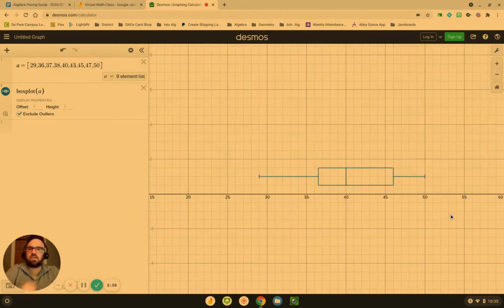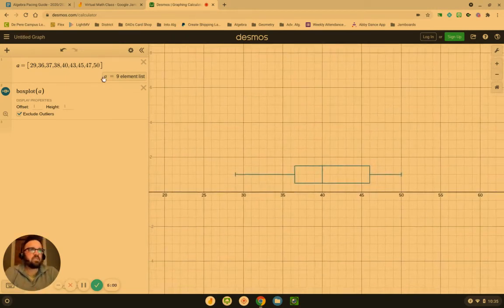And what do you know, right? 50 was the highest, so there's the end whisker for 50. 29 was the lowest, so there's the lowest. So we've got our box plot. Notice there aren't any circles on the outside of either one of those. I know 29 is the lowest. I know 50 is the highest, and since there's no circles, there's no outliers.